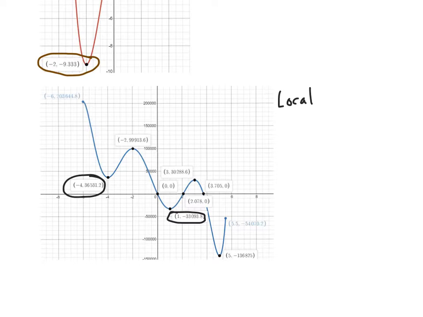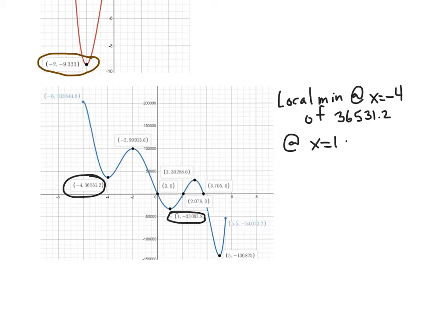Now the 5, negative 136,825 is not a local minimum, that would be an absolute minimum. So I could list that out if I wanted to as well. So there are two local mins, and they happen at x equal -4, and that's going to be of 36,531.2. And there's another one that's going to happen at x equal 1 of -33,093.8.